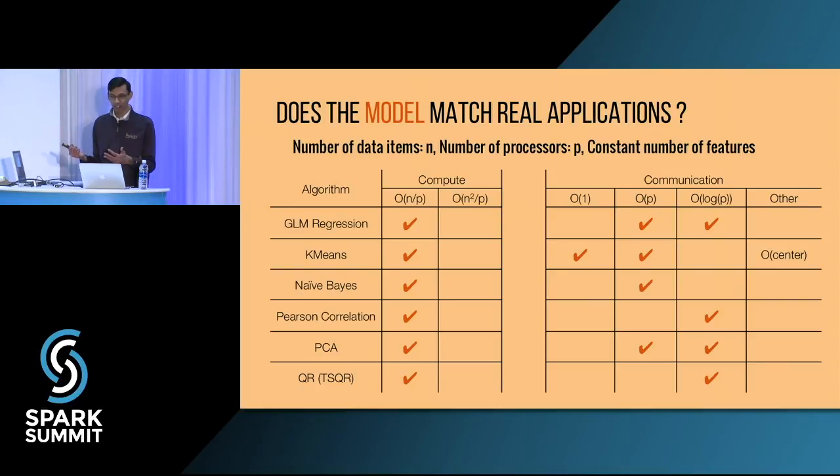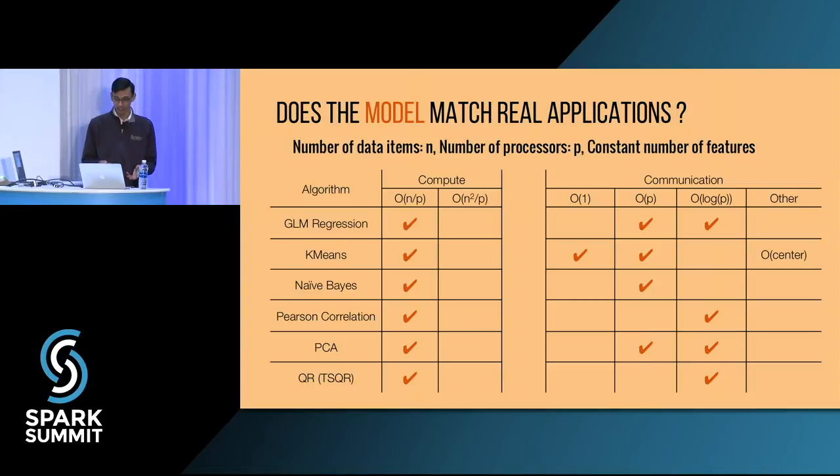So to figure out if our model was good enough, we took all of the algorithms implemented in MLlib, which is in Spark, and we tried to match the terms that we use in our model, and how well they map to what is actually used by the algorithm. What we found was that we were able to cover most of the algorithms pretty well using just a handful of terms. This is very encouraging because if you have a very simple model, it means you need less training data to train that model, which takes me to the second part of the talk, which is about collecting training data.